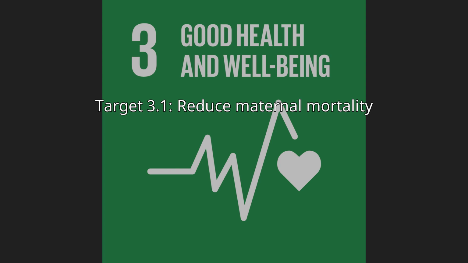Target 3.1, reduce maternal mortality. The full text of Target 3.1 is: by 2030, reduce the global maternal mortality ratio to less than 70 per 100,000 live births. Indicator 3.1.1, maternal mortality ratio. The maternal mortality ratio refers to the number of women who die from pregnancy-related causes while pregnant or within 42 days of pregnancy termination per 100,000 live births.